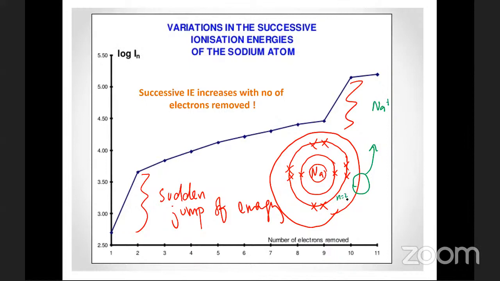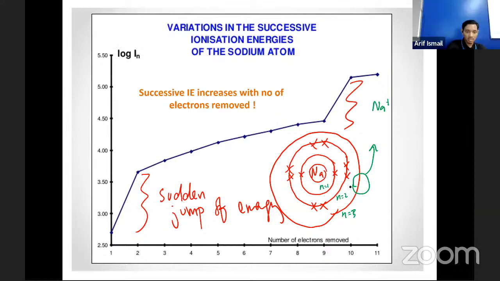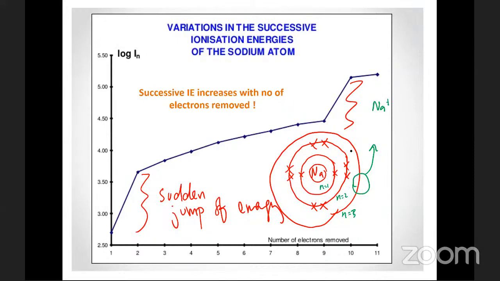I want to ask you a question. Sorry, this is N3, this is N1. What do you think when I remove an electron at N3 compared to an electron at N2? Which requires more energy? At N2. The reason is that the center of the atom has the nucleus, so it pulls that electron more strongly compared to the N3.